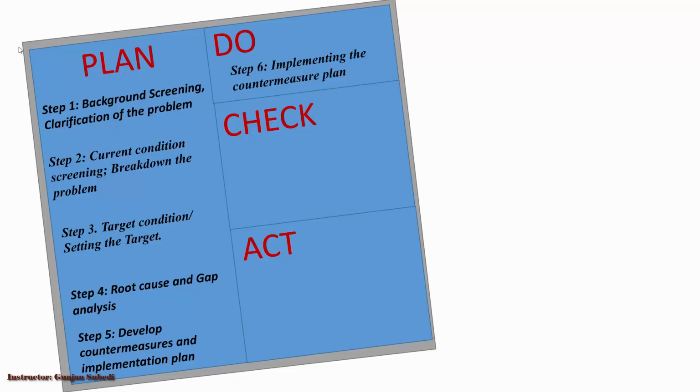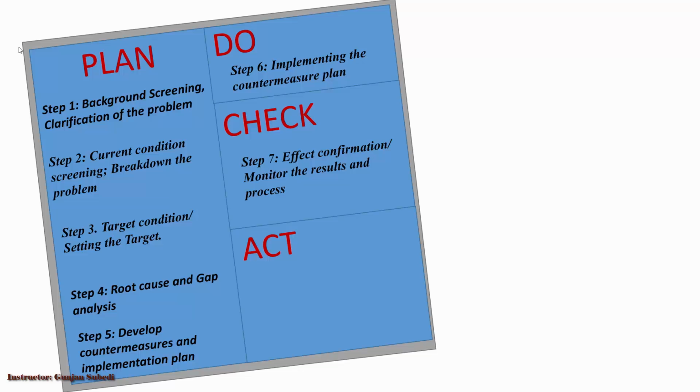In step 6, we implement the countermeasure plans. Out of all the brainstormed plans, we will select the most practical and effective countermeasures and create a clear and detailed action plan. In the check phase, or step 7, we confirm the effect and monitor the results and the progress. In this stage, we learn to monitor the progress and report the findings to the stakeholders.